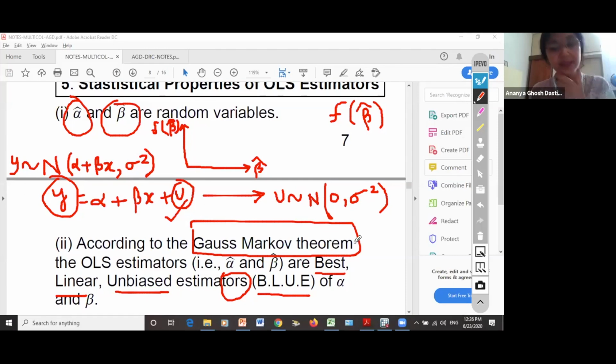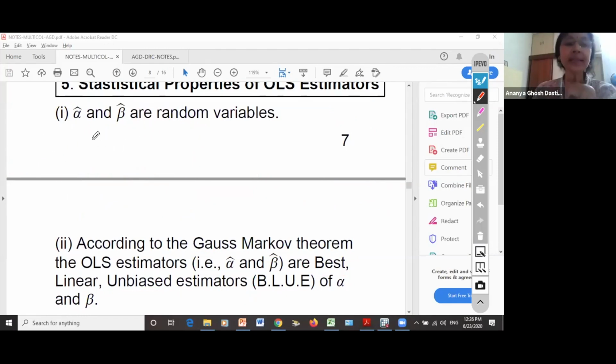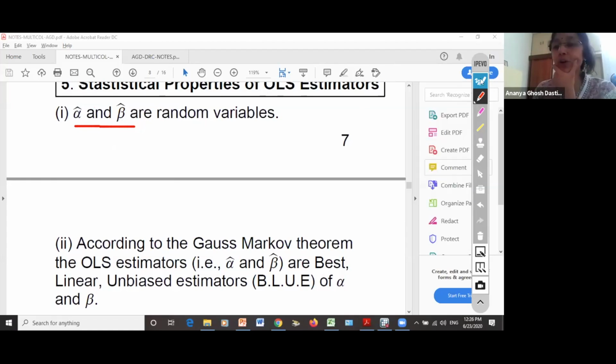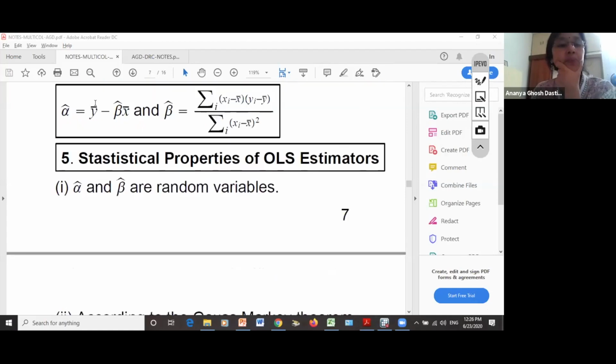Okay. So let me just repeat that once. We said that alpha hat and beta hat are random variables, which means they have probability distributions. And we have assumed that the errors are normally distributed, because of which y by assumption is normally distributed, which is what makes alpha hat and beta hat, which are nothing but functions of the y's, also normally distributed.